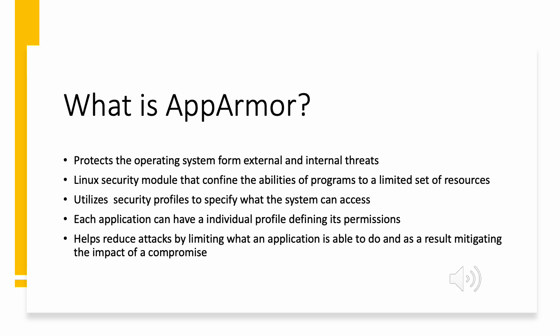Each application in a Linux system can be assigned an individual security profile that defines its permissions. These profiles specify what the application is allowed to access, such as files, network resources, and system calls. By doing so, AppArmor ensures that even if an application is compromised, the potential damage is minimized because its access is already limited.